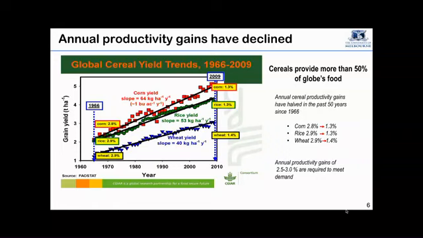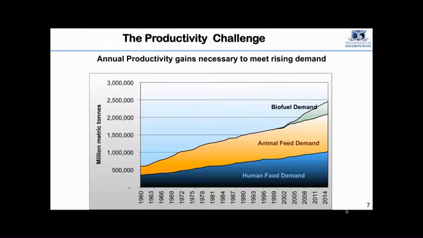we require, if we're going to feed 9 billion people by 2050, but also 9 billion people who are demanding more protein, which is more grain intensive, something like doubling food production by 2050. So it's maybe 80 to 100%. And that's because of the following.